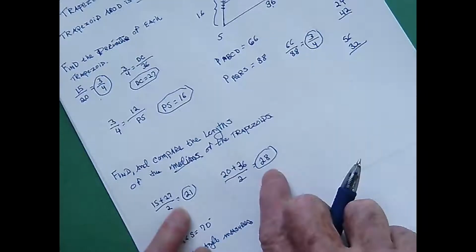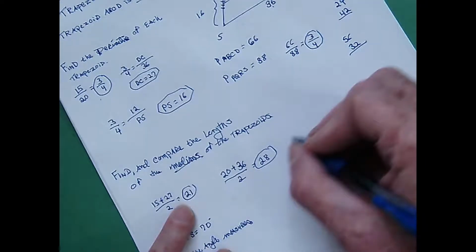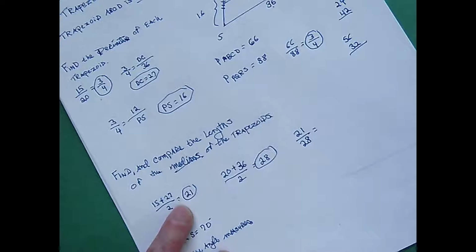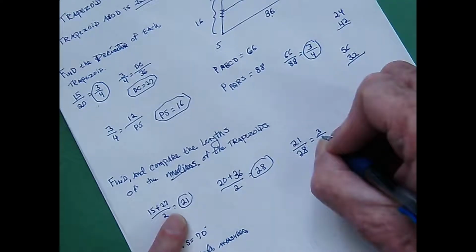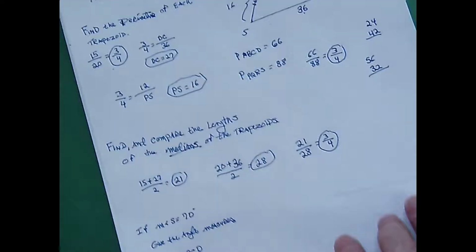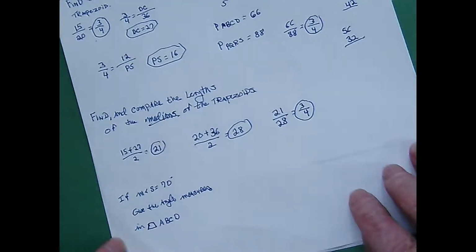But what's the ratio of those two medians anyway? Well, the smaller one was 21 and the bigger one was 28. Does that ratio reduce? Sure it does. 7 goes into both of them. It's a ratio of 3 to 4. By golly, the medians, the perimeters, and everything is in the same ratio as the sides, except the angles. The angles are not in proportion. The corresponding angles are congruent.